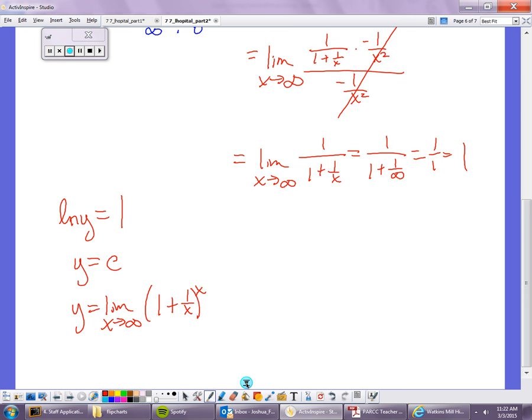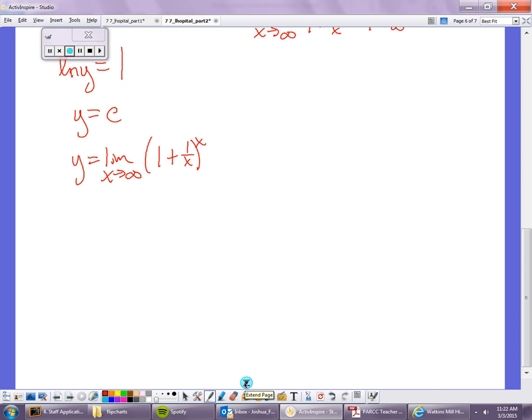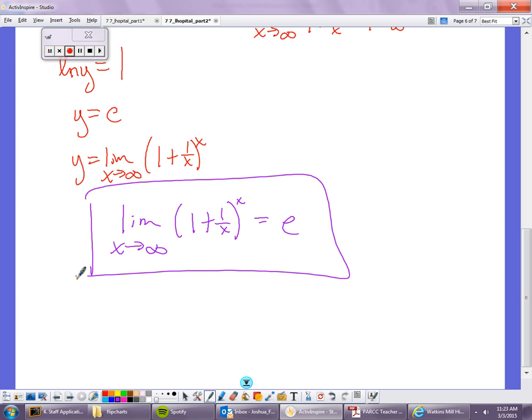So what does that tell us? And here's the profound, mildly mind-blowing part. I'll put it in a different color just to emphasize it: the limit as x goes to infinity of (1 plus 1 over x) to the x power equals e. And that's actually where e comes from, as far as I know. So there's e. That's kind of cool.